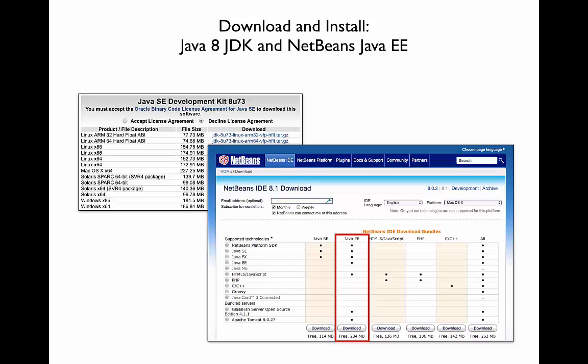The first thing we're going to do is download and install the Java EE or Enterprise Edition of NetBeans. Now, I'm assuming you already have Java 8 installed on your machine, and if you do, just make sure you install the Java EE version of NetBeans. It includes everything you need to create Java web applications.